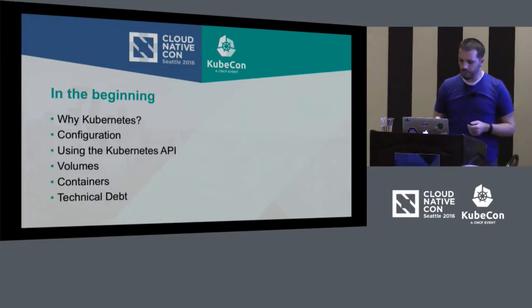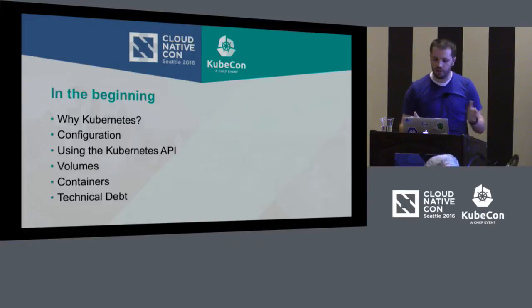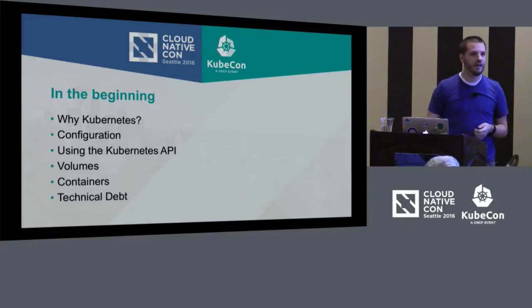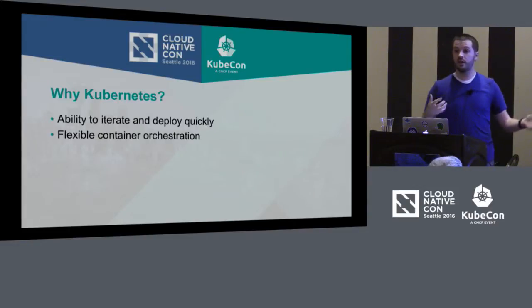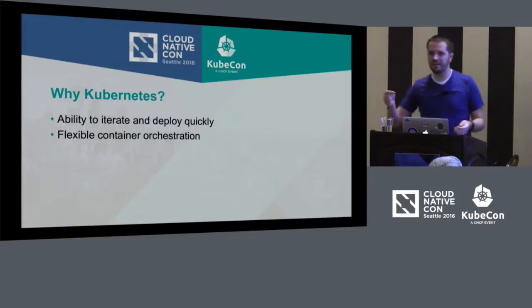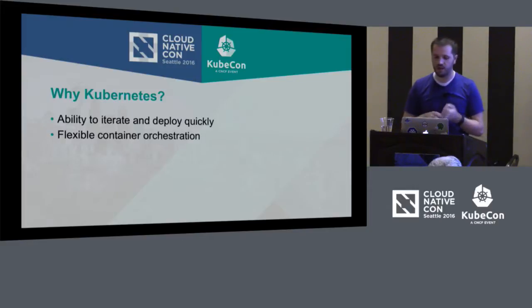So as I said in the beginning, we're going to go over why we chose Kubernetes, some things about configuration, using the Kubernetes API, volumes, containers, and technical debt. And so the question why we chose Kubernetes, it's actually really interesting to see why people chose to use Kubernetes, because most of us are here because we're either using it or interested in it. So I'm not like trying to convince anybody. I'm just giving the reason why we did it. So the thing that really got us for it was we can iterate and deploy quickly. Now that took some work to get to. It's not something magical that happens when you start in Kubernetes.